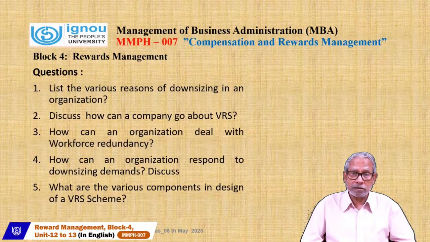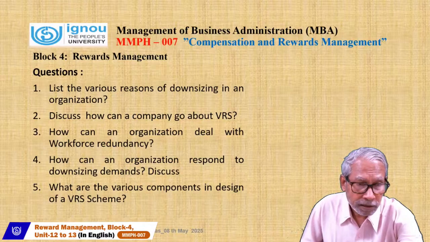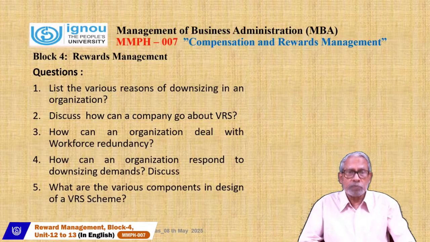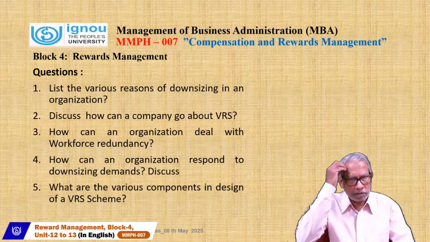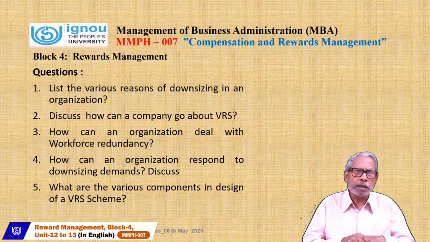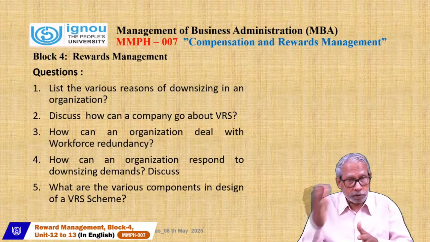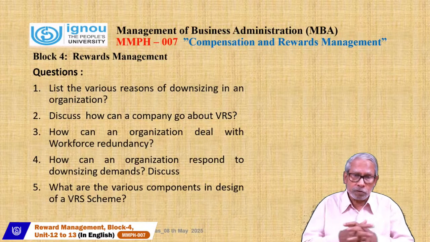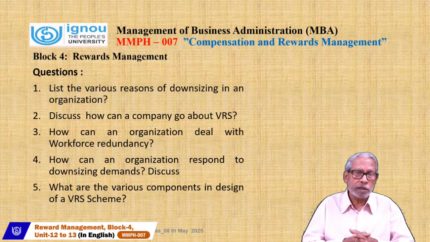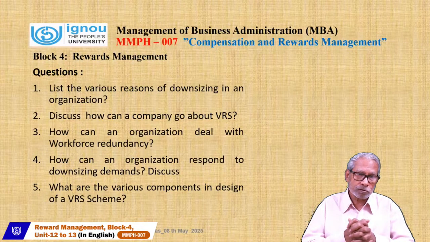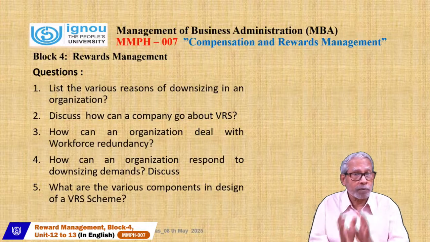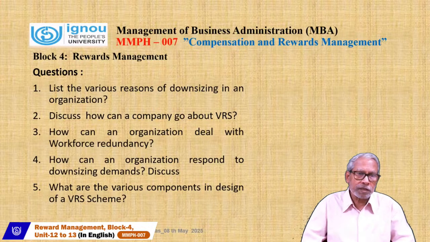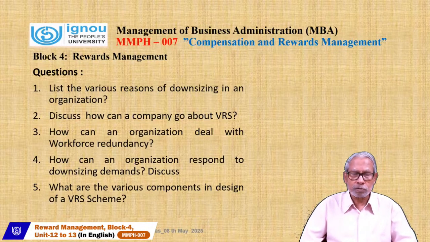Then, what are the various components in the design of a VRS scheme? That you also have to see. When you are designing the VRS scheme, what should the components be? First you have to consider gratuity, then bonus, then leave travel, returns, transportation, settlement. You have to design the various schemes in such a way, and it should be attractive also. At the same time, you have to see the social systems; it should not affect the social system, and certainly unemployment should not arise. Considering all these things, this is some sort of question pattern.